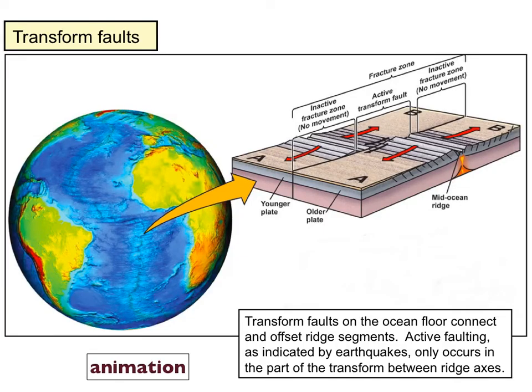Transform faults, again, are places where the lithosphere of the Earth is broken along a fracture, and that fracture becomes a fault because the rocks on either side are sliding relative to one another. But they're not bumping into each other, they're not pulling apart from one another, they're simply sliding past each other. Transform faults on the seafloor that connect different segments of mid-ocean ridges are transform faults. And because of that, earthquakes do develop along them. So you can see the distribution of earthquakes on the seafloor mapping out many of these transform faults.